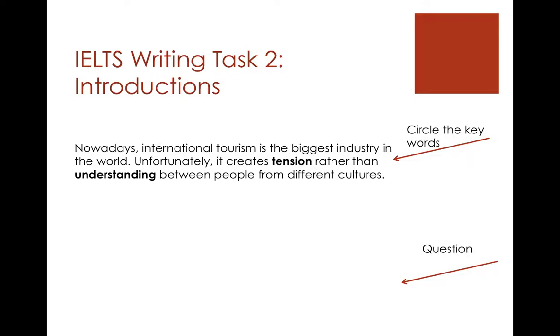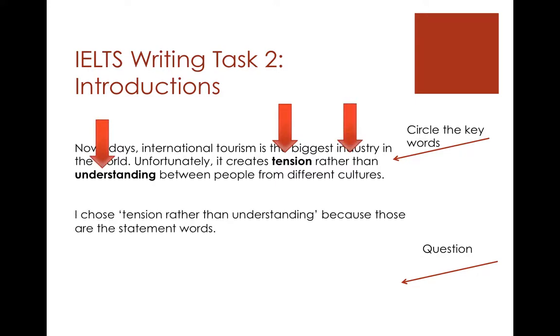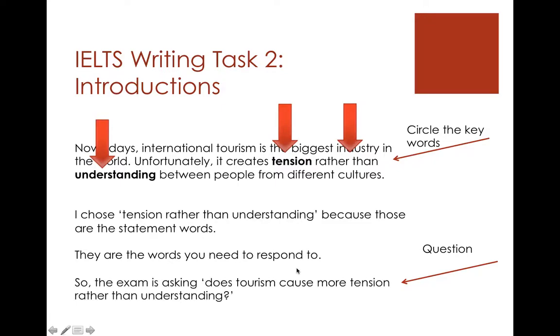So let's look at the introduction here. First thing we want to do is circle these key words: tension, understanding, rather than. I chose this phrase because those are the statement words. Let's take a look at what that means. They are the words you need to respond to. So the exam is asking, does tourism cause more tension rather than understanding?